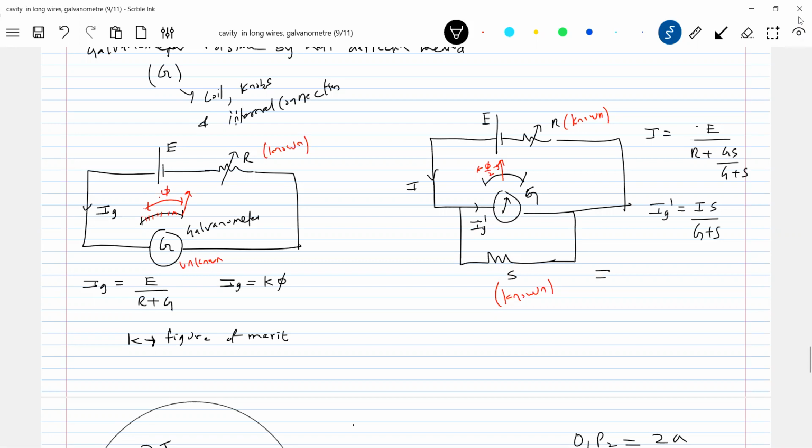So Ig dash is equal to, this will be E over G plus, so the G plus terms get cancelled. So Ig dash is equal to ES by RG plus RS plus GS.